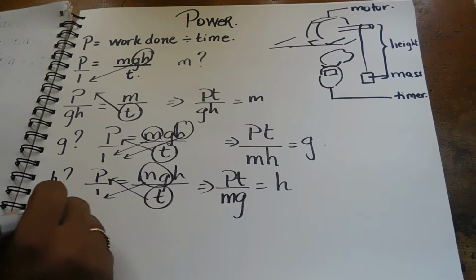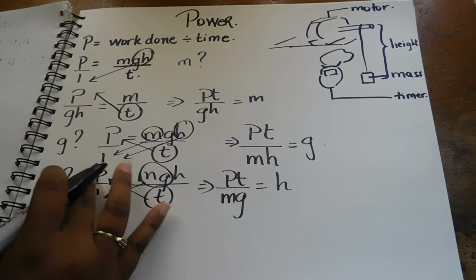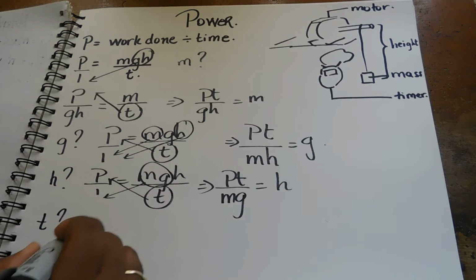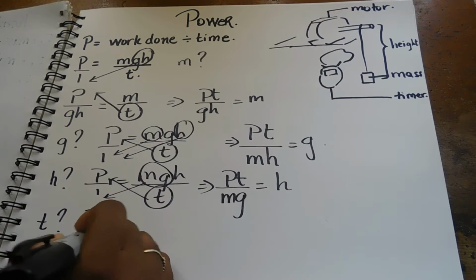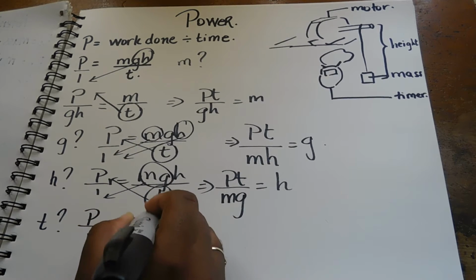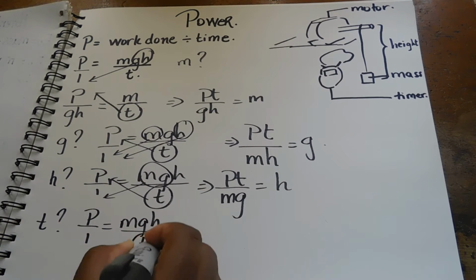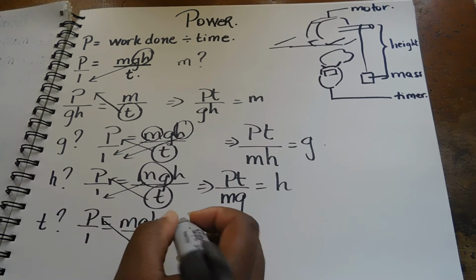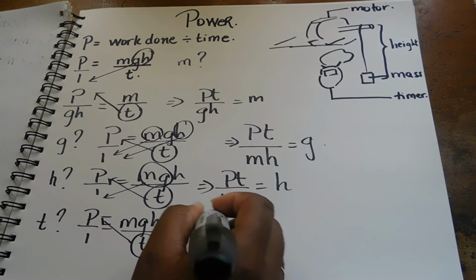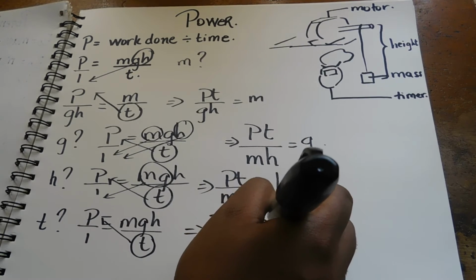And now, doozy, you want to find t. It's not that hard. You already put t in the top many times, so we can do it again. P over 1 equal to mgh over t. T is in the denominator. If you want to find t, you have to put it in the numerator. Anything that you want to find, if it's in the denominator, you have to move it to the numerator. So you will take t, put it up, and you will end up with pt equals mgh.